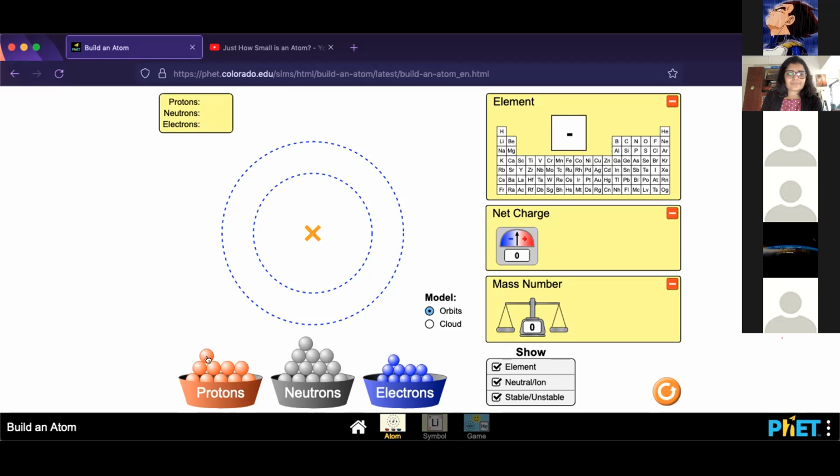Ma'am, 4 protons and 5 neutrons. 4 protons. See, with only 2 protons and nothing else, a helium ion is extremely unstable. Let's add a 3rd one and then 4. 4 protons and 5 neutrons. 1, 2. You guys see the mass number changing as I'm adding every neutron? Yes, ma'am. Do you want to add any electrons to this?